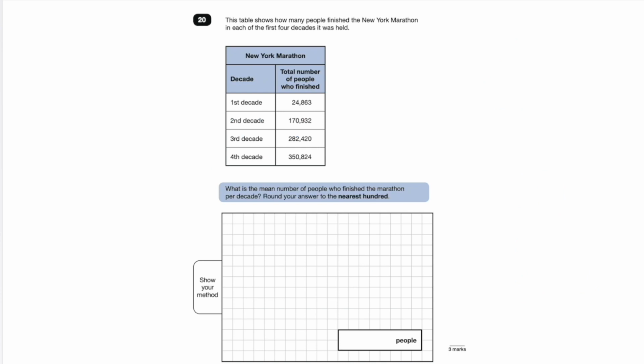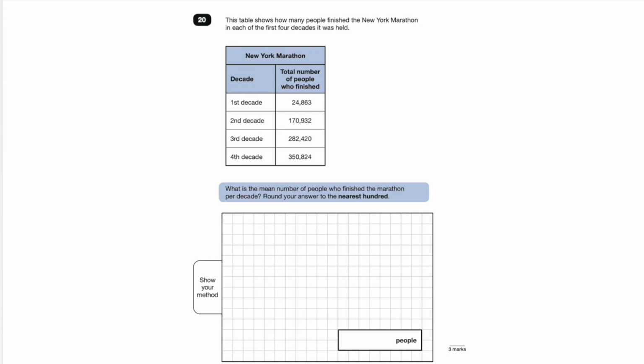Question 20. This table shows how many people finished the New York Marathon in each of the first 4 decades it was held. A decade being 10 years, but I don't think we need to know that. So in the first decade, we can see 24,863 people finished. Then it went up to 170,932, and then 282,420, and then finally in the 4th decade, 350,824 people completed it. Then it says, what is the mean number of people who finished the marathon per decade? Round your answer to the nearest 100.